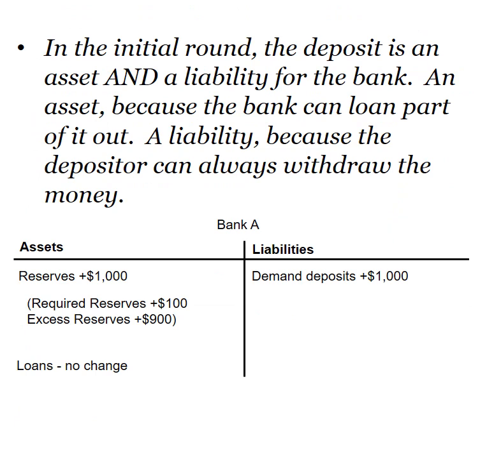We have the same T account at the bottom, but I just wanted to point out that in the initial round, that original $1,000 is both an asset and a liability for the bank. It's an asset because the bank can use a lot of that money to loan out. 90% of it they're able to loan out. It's a liability for the bank because at any time the depositor can come in and request that money. So because money could leave within that category, it's a liability as well. For the record, from the perspective of an individual, the amount of money that you have in the bank is always an asset.